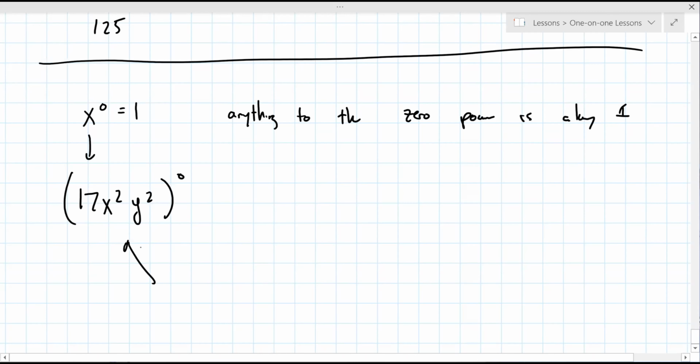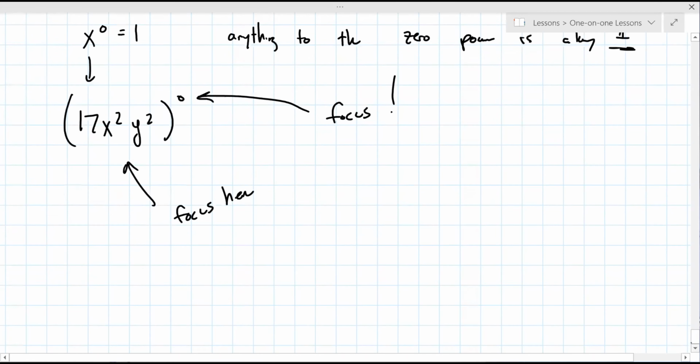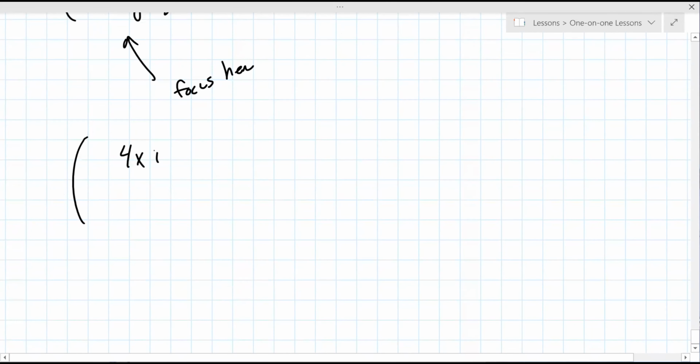The instructor wants you to focus here, but where you need to focus is there. That's the one you need to be focusing on, because anything to the 0 power is always 1. So it doesn't matter what goes here. Like let's say on your exam you get 4xy squared over 3zp to the 5th all to the 0 power. What does this equal? 1. There are some things with variables, but they're not in this problem.